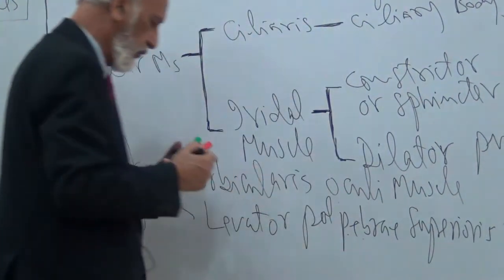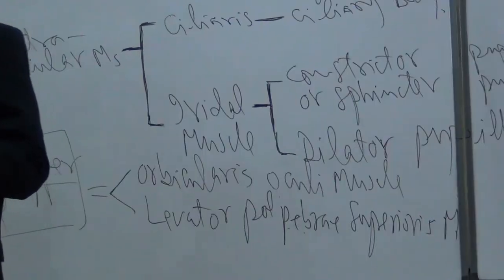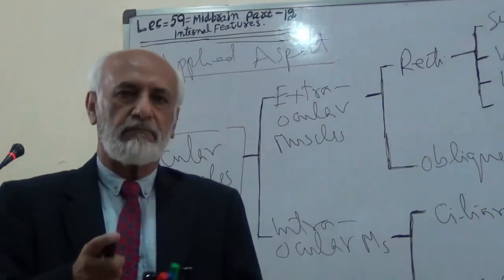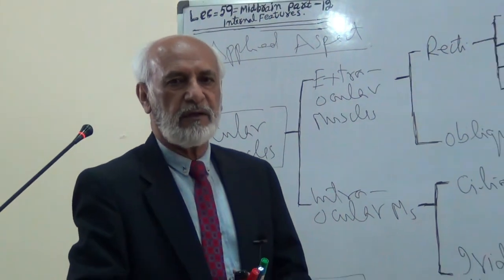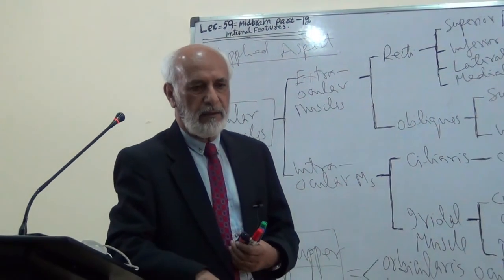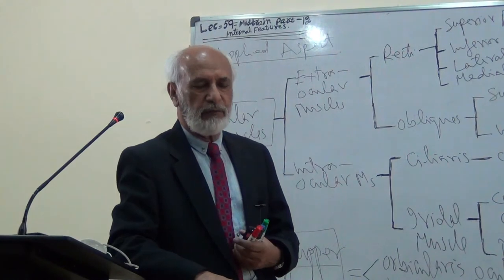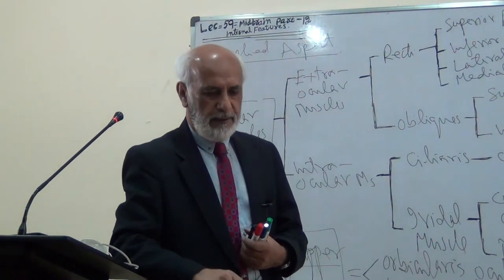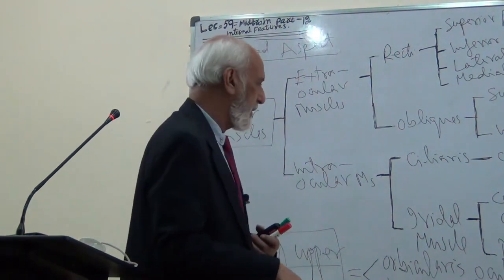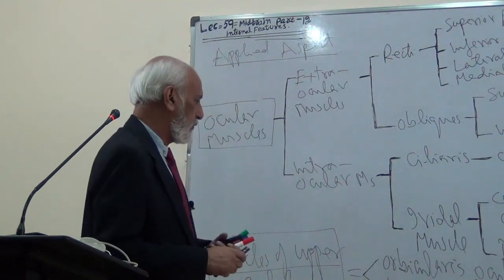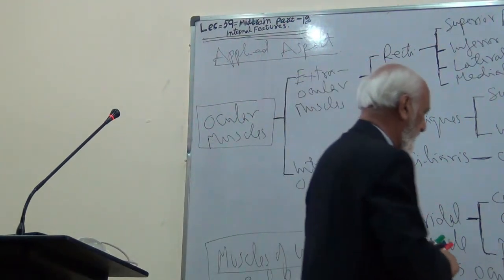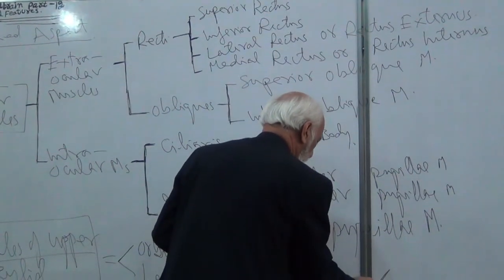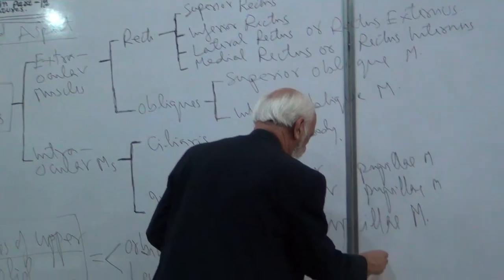Levator palpebrae superioris muscle. This muscle is in the upper eyelid. There is no counterpart of this muscle in the lower eyelid. But some believe there are a few smooth muscle fibers in the lower eyelid also. So levator palpebrae superioris muscle. Now this muscle comprises of two parts, skeletal part and smooth part.